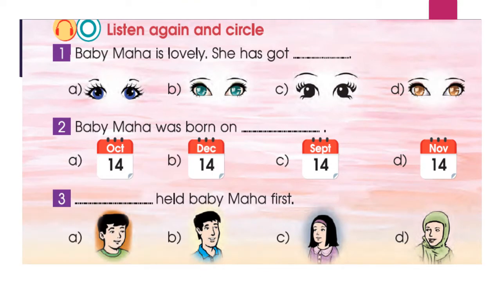After we listen to the recording, let's answer the questions. Number one, baby Maha is lovely. She has got... D. We're going to circle D. Number two, baby Maha was born on C. Number three, held baby Maha first. B. Okay?